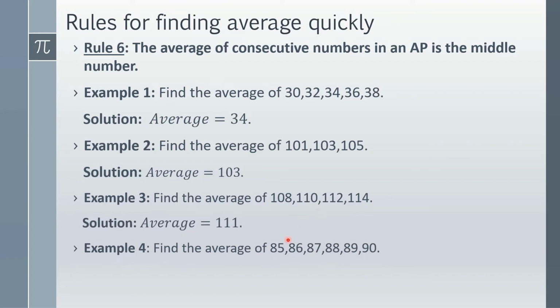Now we're asked to find the average of 85, 86, 87, 88, 89 and 90. So again, here we cannot identify one exact middle number. There are 2 middle numbers, 87 and 88. So the average will come between 87 and 88. What is the number that comes at the midpoint of 87 and 88? It is 87.5. 87.5 comes between 87 and 88, and therefore the average is 87.5.